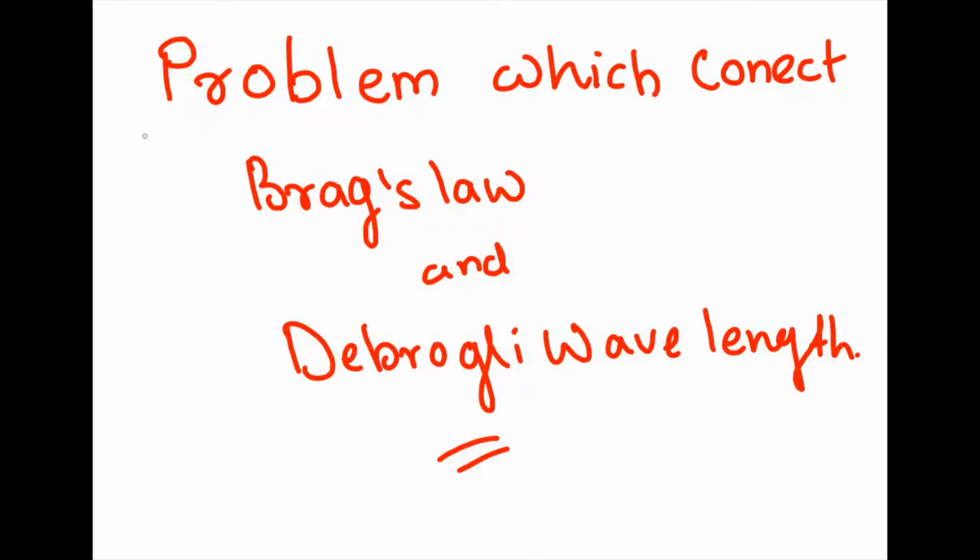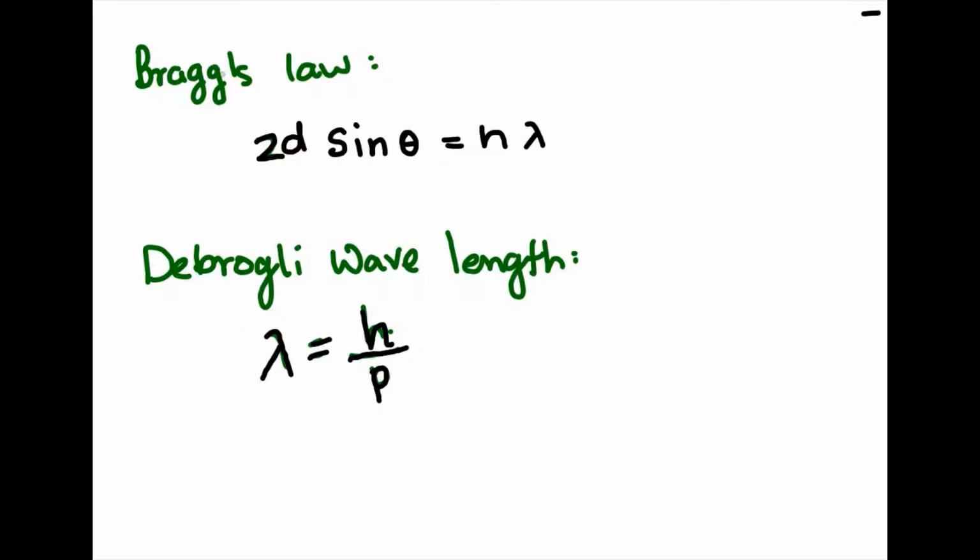Hi friends, in this video we are going to solve a problem which connects Bragg's law and de Broglie wavelength. Before going to the problem, I will just recap the formulas of Bragg's law and de Broglie wavelength. Bragg's law gives the formula 2d sin theta equal to n lambda.